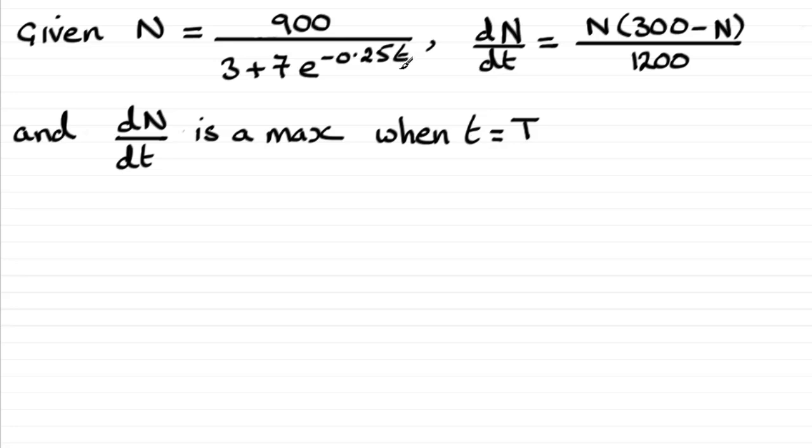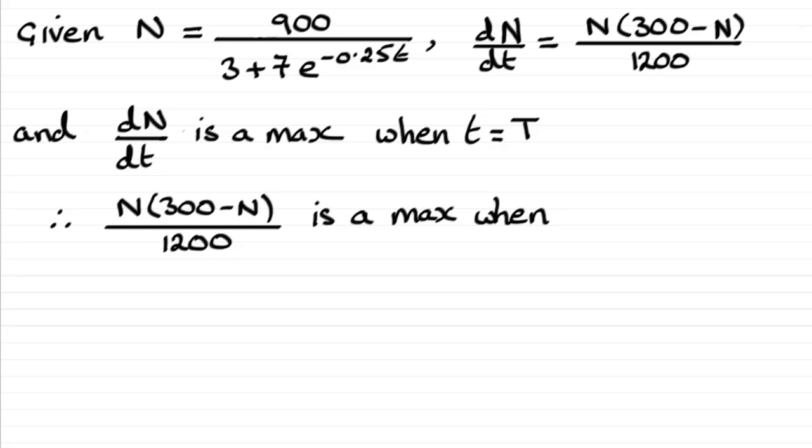But it's much simpler than that. If we look at that fraction, n times 300 minus n all over 1200, it's going to be a maximum when the top of the fraction, the numerator, is a maximum. Because you're just dividing it by a constant here, so it's not going to change the fact that it's going to vary. So we're just looking for the top here then to be a maximum.